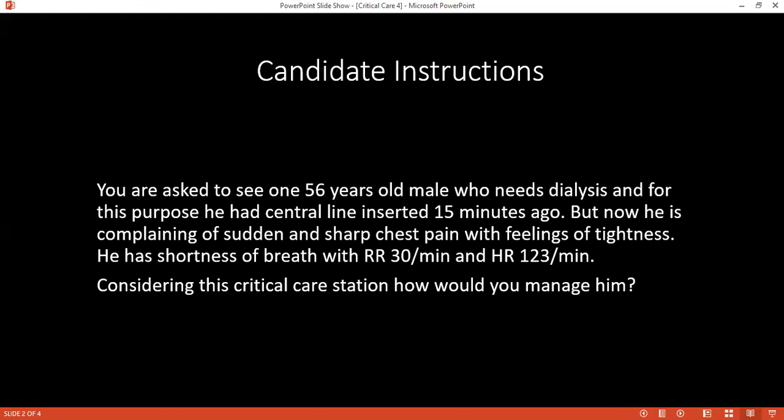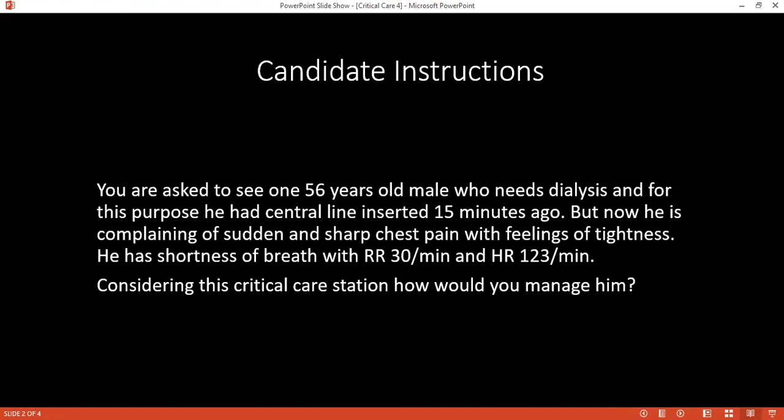I will examine the patient and will order a chest X-ray. I will inspect the chest, auscultate the chest, and then will perform a chest X-ray on this patient. According to the CRISP protocol, what would be the first thing that you'll do? First management.